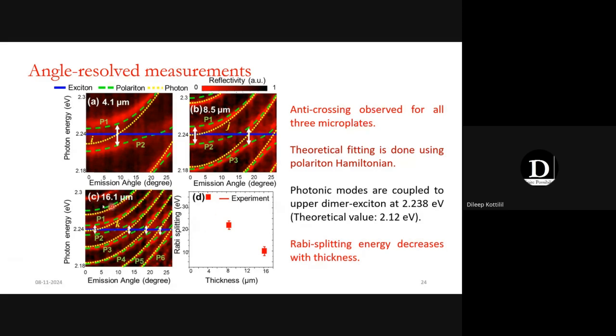Now, for instance, if you look at the largest crystal thickness, figure C, there are P1, P2, P3, P4, all different labels for polariton branches. As the thickness increases, the Rabi splitting decreases. That is what we have seen here in figure D. Last year we published a paper in Advanced Materials where we studied in depth why Rabi splitting reduces with thickness. So if you're interested, you can always look into it.